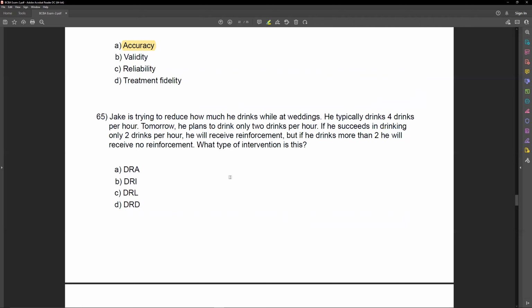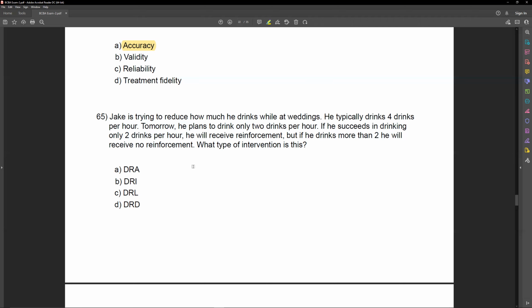Okay, so some sort of differential reinforcement question, right? Because we're reinforcing one behavior and not another, okay? So our question becomes, what type of DR intervention are we looking at? Our first two are DRA and DRI. What is the key component of a DRA and the key component of a DRI? We're teaching a replacement behavior. Are we trying to replace the behavior here? No, he's trying to go from 4 drinks to 2 drinks. So DRA and DRI are not applicable here, okay?